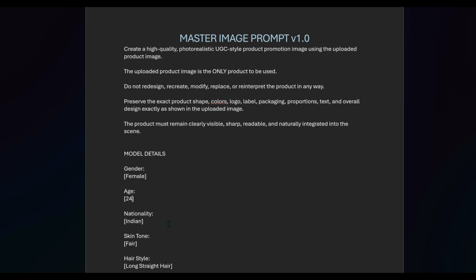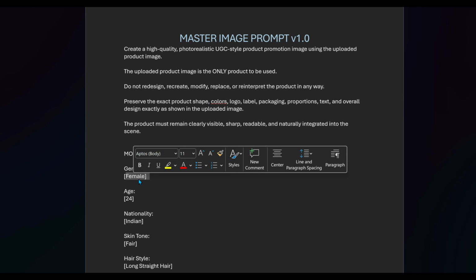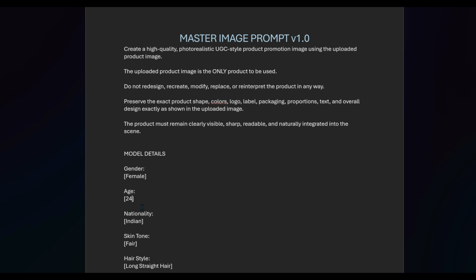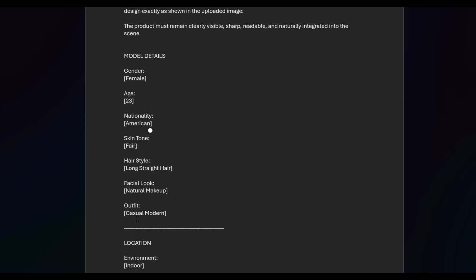For example, here under gender, you can choose either male or female. For this demonstration, I'll keep it female. You can also change the age. Let's make it 23. Next comes nationality. It's currently set to Indian. I'll change it to American. Of course, you can choose any nationality you like: Indian, American, Japanese, Australian, Arabian, whatever best suits your project.